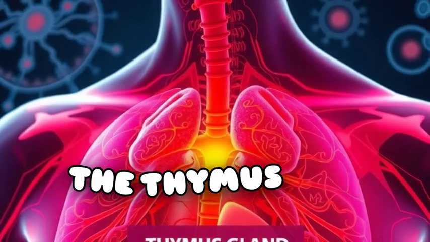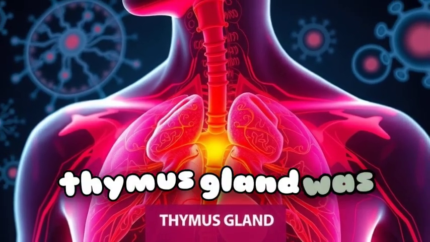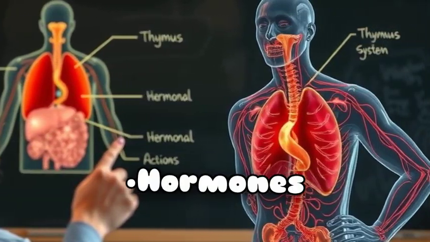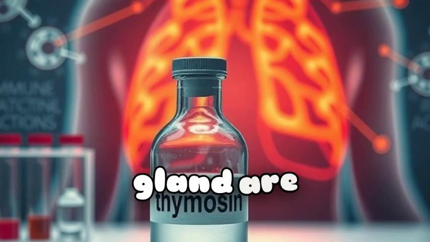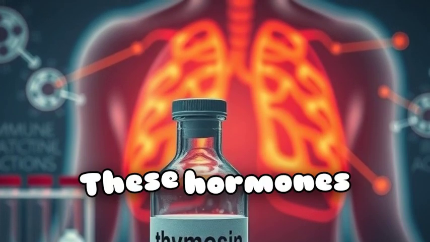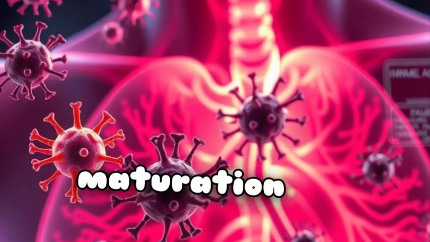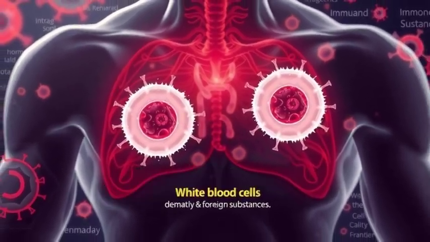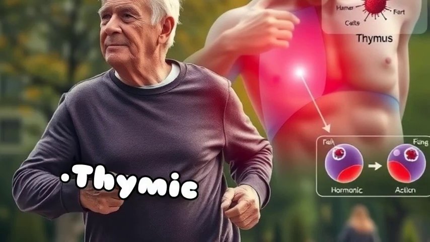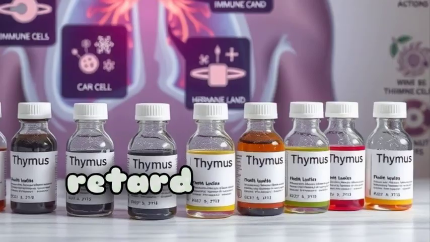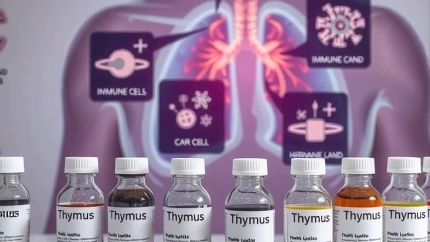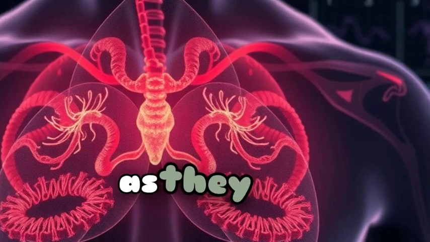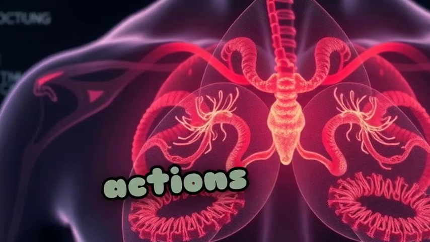The thymus. The thymus gland was previously discussed in the lymphatic system lesson. Hormones produced by the thymus gland are thymosin. These hormones promote the proliferation and maturation of T cells, white blood cells that destroy microbes and foreign substances. Thymic hormones may also help to retard the aging process. The hormones in each group have different characteristic actions, but as they are structurally similar, their actions may overlap.